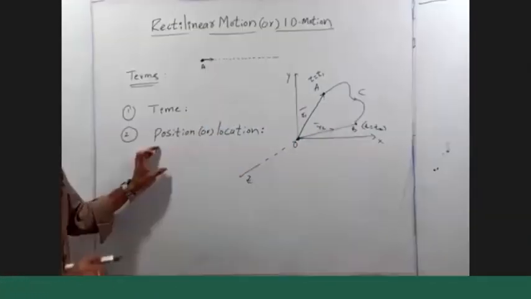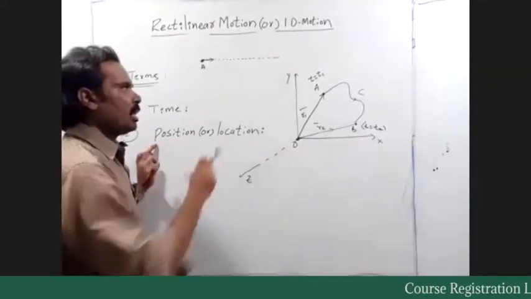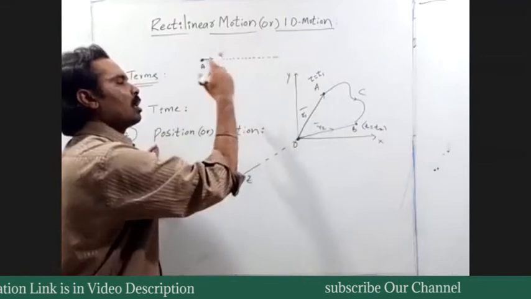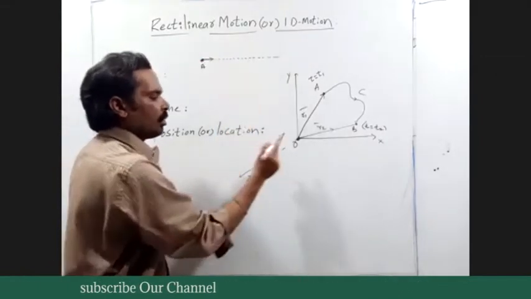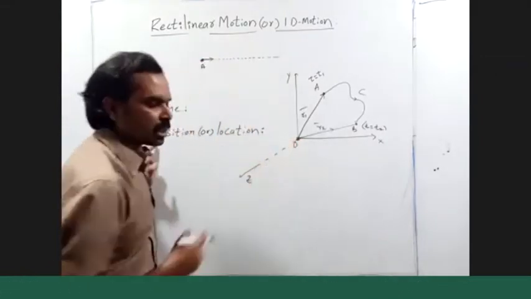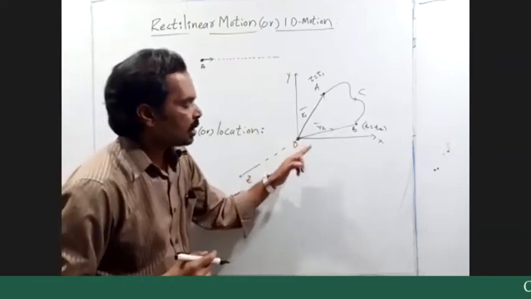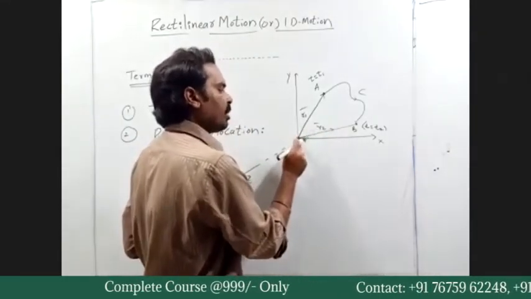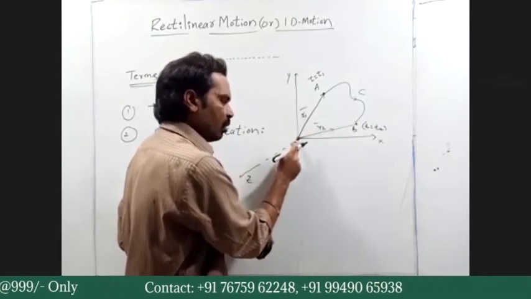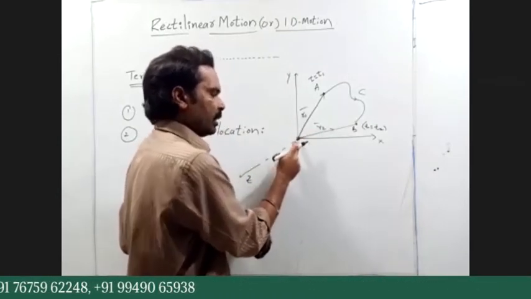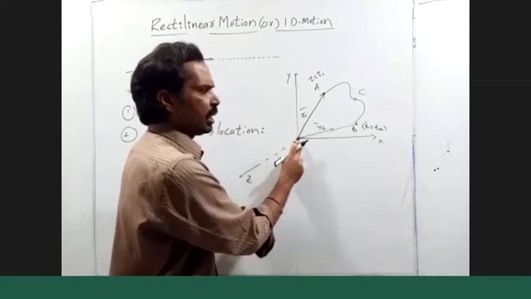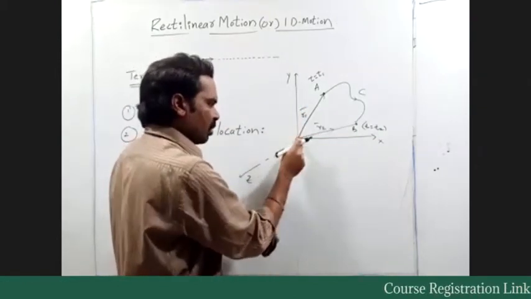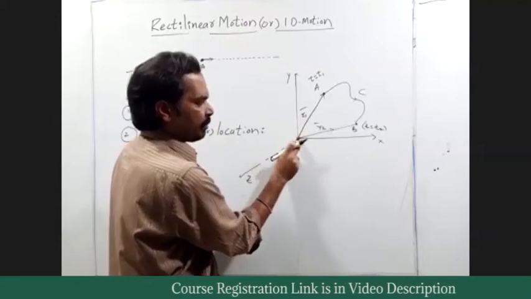So to define the moving body's position or location, we need to construct a Cartesian coordinate system, a frame of reference system. We can construct it at one known fixed point, that is a reference point. At the reference point, we construct the three-dimensional coordinate system, that is the frame of reference system.